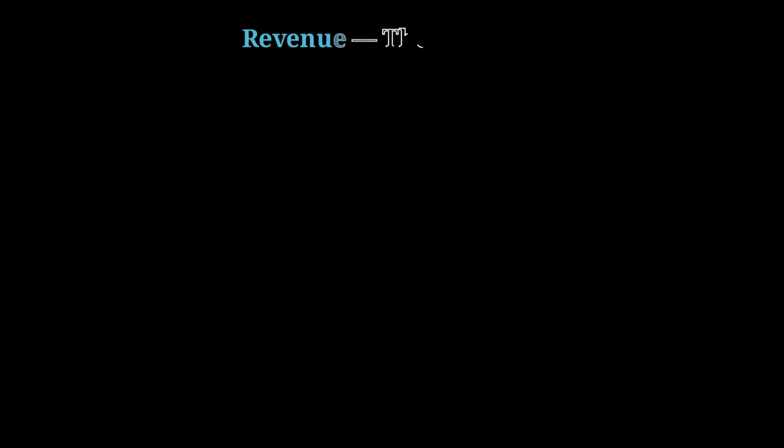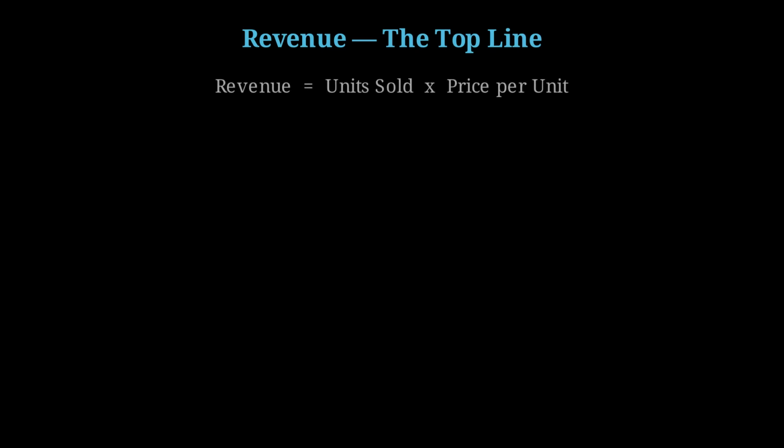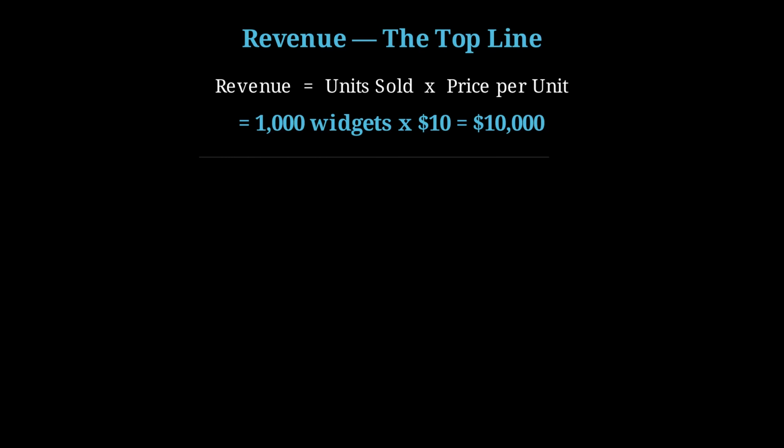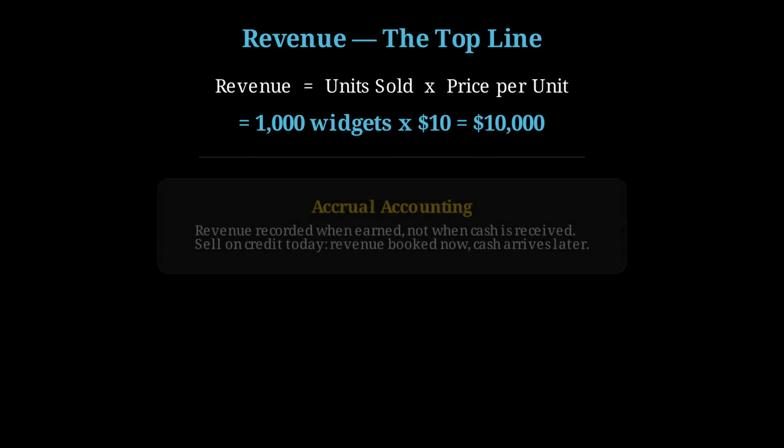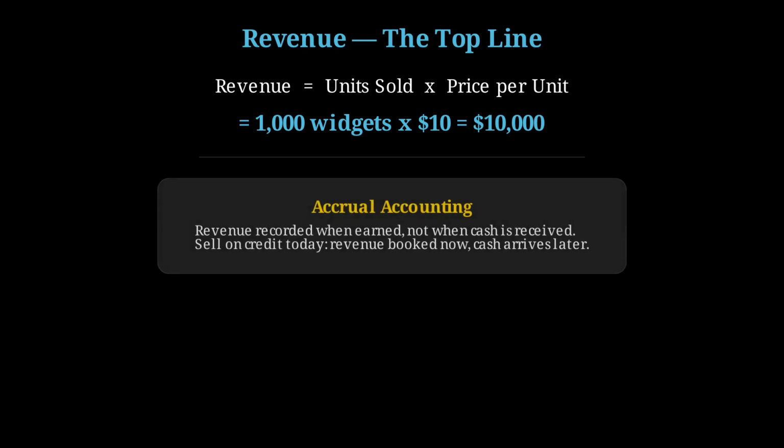Revenue is the top line. It is the total money earned from selling products or services. If you sell 1,000 widgets at $10 each, revenue is $10,000. Revenue is recorded when earned, not when cash is received. If you sell on credit, revenue is recorded immediately, even though the customer will pay later. This is accrual accounting.